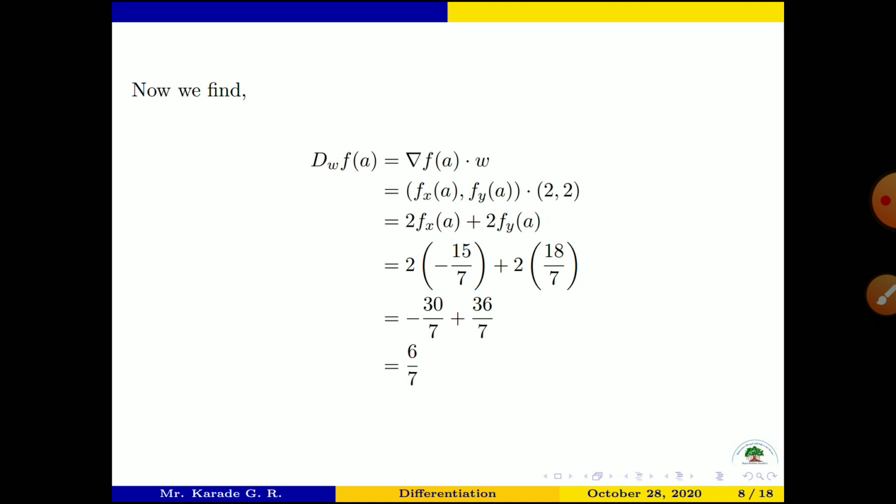So in this way, the directional derivative of function f at point A in the direction of vector w is nothing but 6 upon 7. So directional derivative is a scalar quantity, so it is a scalar number, 6 upon 7.